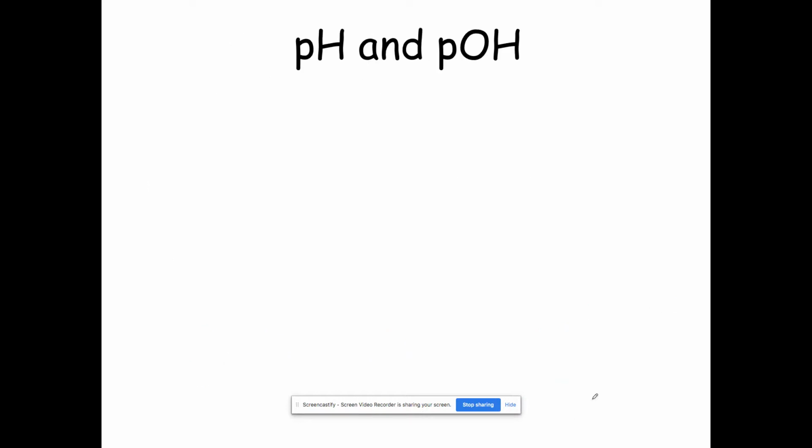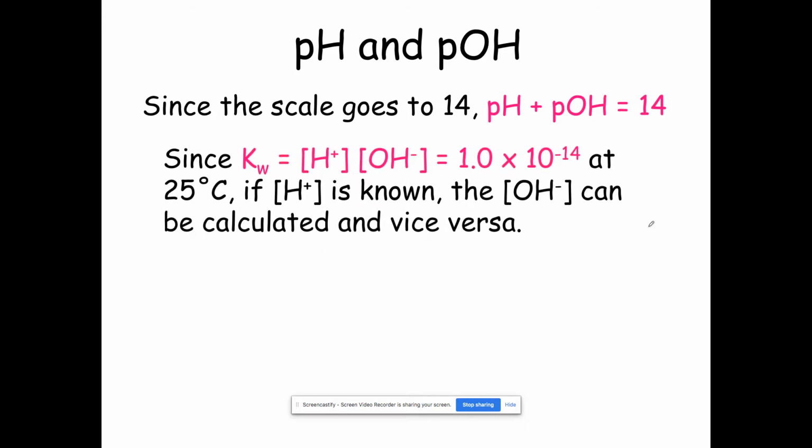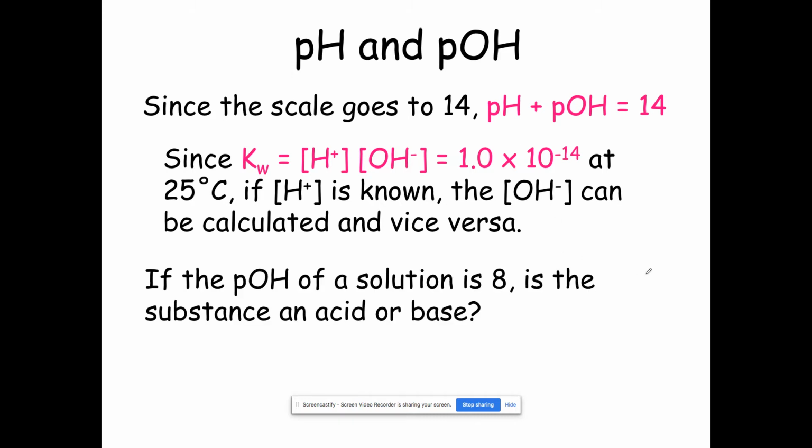Last thing I want to talk to you about. We just talked about pH. There's also something called pOH, so the hydroxide. Since the pH scale goes from 0 to 14, your pH value plus your pOH value equals 14. We just talked about this. Since Kw is 10 to the minus 14 at room temperature, a little bit warmer, if you know H plus concentration, you can know OH minus because they have to equal 14.